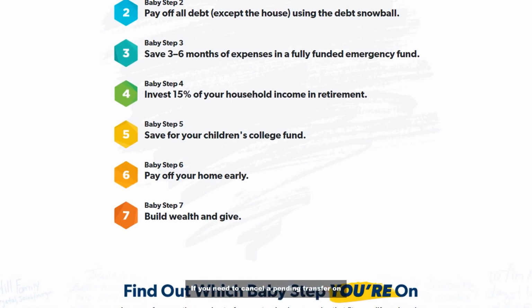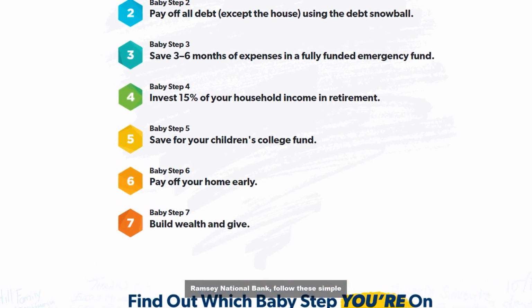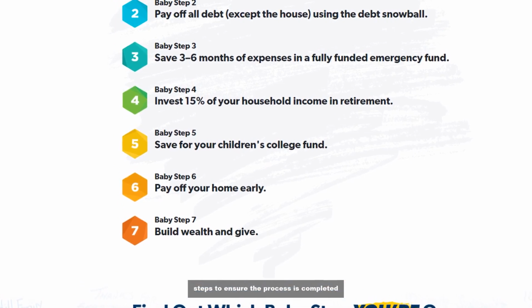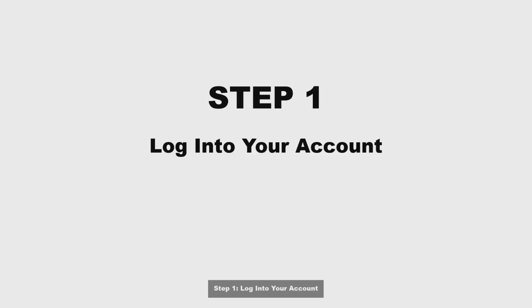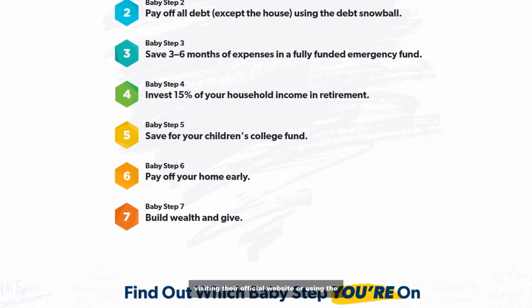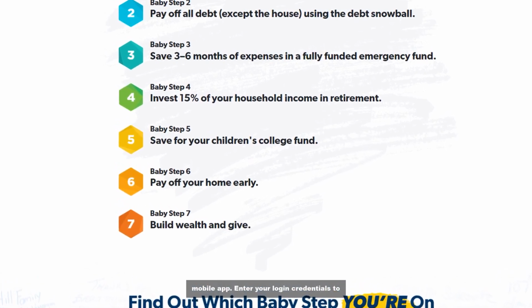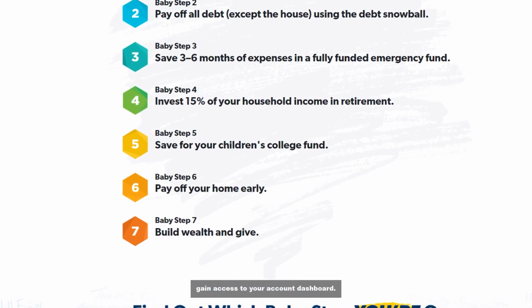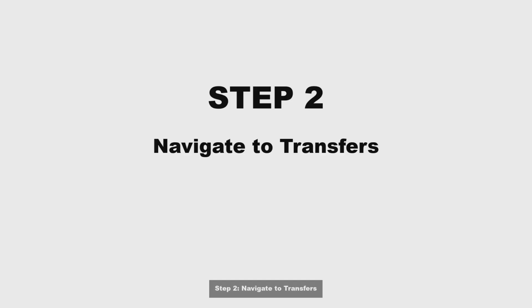If you need to cancel a pending transfer from Ramsey National Bank, follow these simple steps to ensure the process is completed smoothly. Step 1. Log into your account. Access your Ramsey National Bank account by visiting their official website or using the mobile app. Enter your login credentials to gain access to your account dashboard. Step 2. Navigate to transfers.